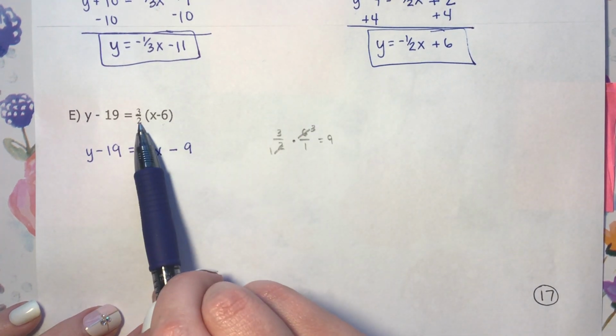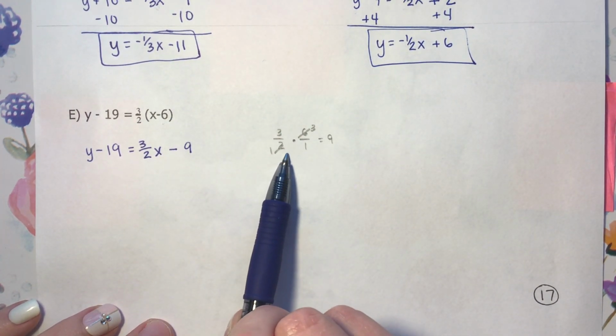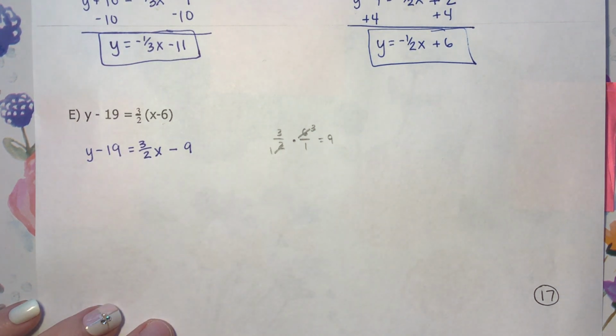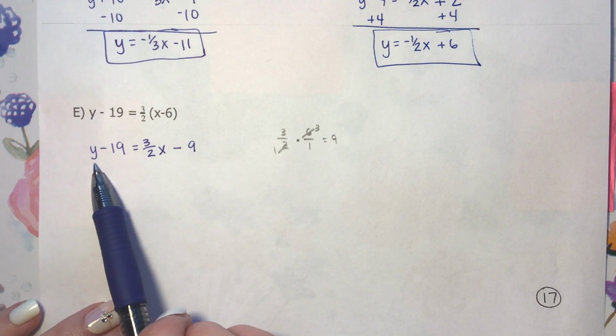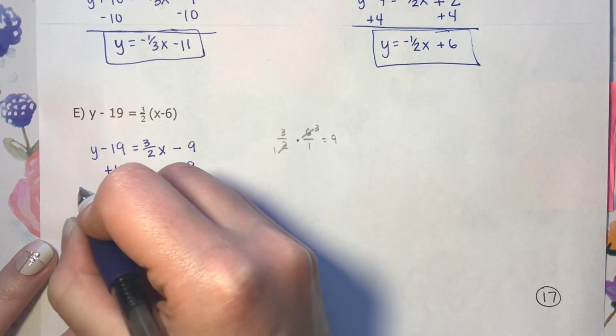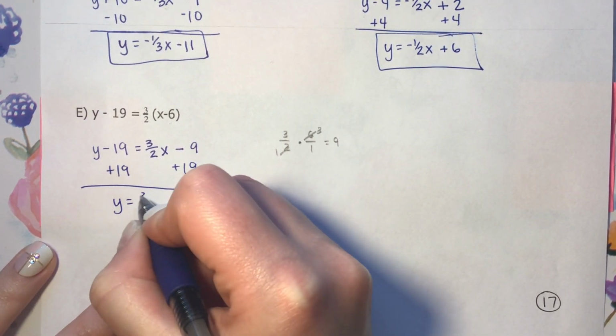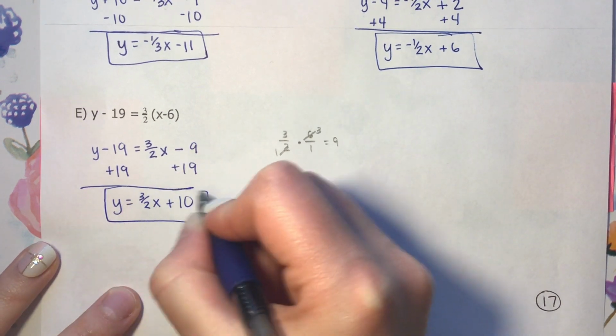So if you're not able to multiply these two things in your head, come over to the side and do your scratch work and do some cross reducing or multiplying straight across and then reducing. So you have options. Don't forget those skills that you know about fractions. Okay, so now I want to get the y the rest of the way alone, so I'm going to add 19. And that gets me y is equal to 3/2 x plus 10. And I'm done.